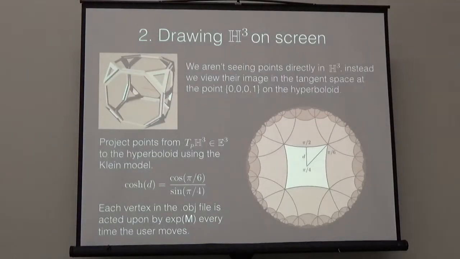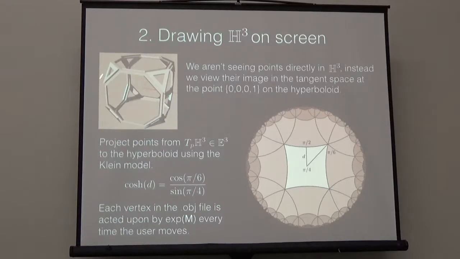So I mentioned tracing geodesics back towards your eye. What we actually do is take objects out in three-dimensional hyperbolic space and pull them back along geodesics to the tangent space to hyperbolic space where you are. And we actually draw things in the tangent space. This is nice and Euclidean, and graphics cards like Euclidean things.